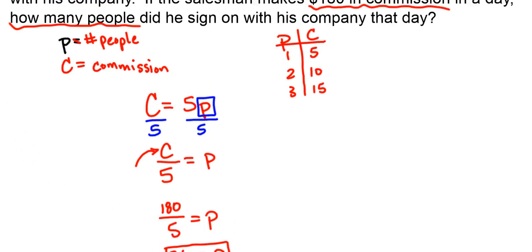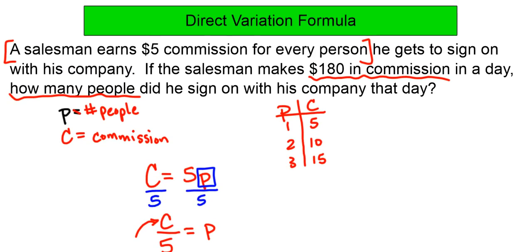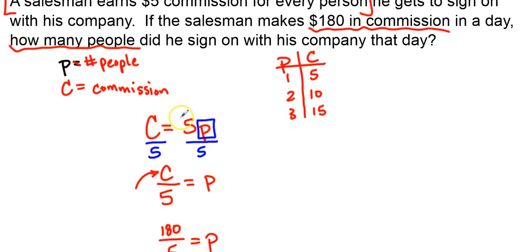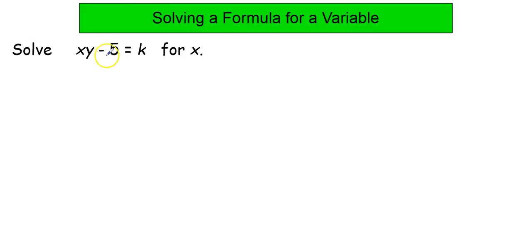So again, just another quick little example of how you can use one formula and manipulate one formula in order to get something that you're interested in. In this case, we wanted to know the number of people. One last quick example, a more general example, just for this video. We've got this equation or formula that gives us some kind of relationship between x, y, and k. And what they want you to do is go through and solve for x.